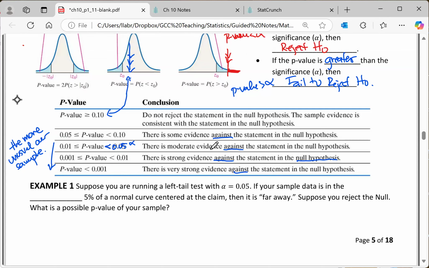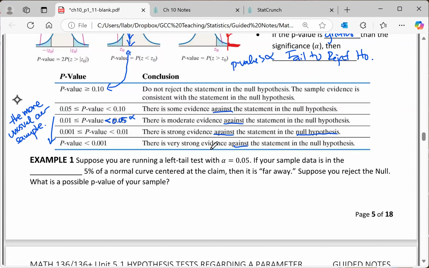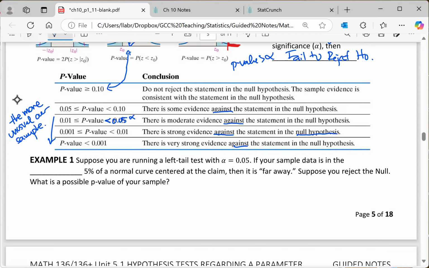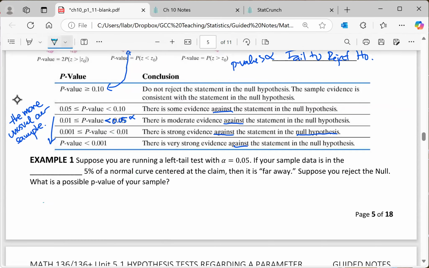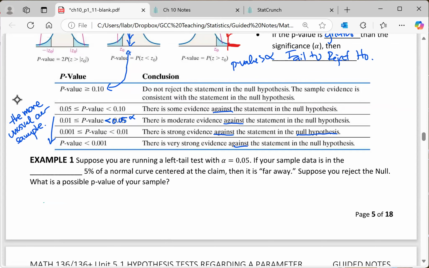All right, let's go ahead and do one example before we end this short video. Let's suppose that you're running a left-tail test with alpha 0.05. If your sample data is in the blank 5% of a normal curve centered at the claim, then it is quote unquote far away. So let's see if we can figure out what goes in that blank. And again, I really want you to learn to visualize this, because there is no memorization. It's simply understanding how samples behave. So I'm running a left-tail test, so that means I have a standard normal curve like this. Left area is 0.05.